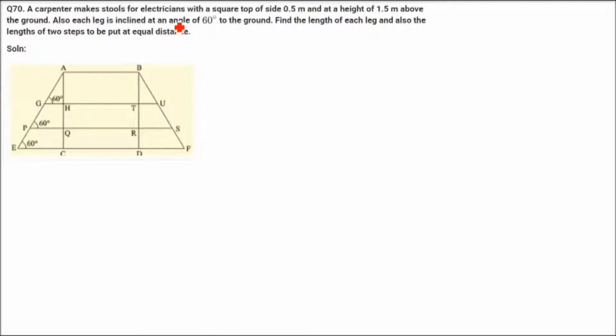A carpenter makes tools for electricians with a square top of side 0.5 meter. So there is a tool and the side is 0.5, all the sides are 0.5 meter, and at a height of 1.5 meter above. So I'm just taking the top view of the ground. So this height from here to here, A, C and B, D, you see this height is given as 1.5. Also, each leg is inclined at an angle of 60 degree from the ground.